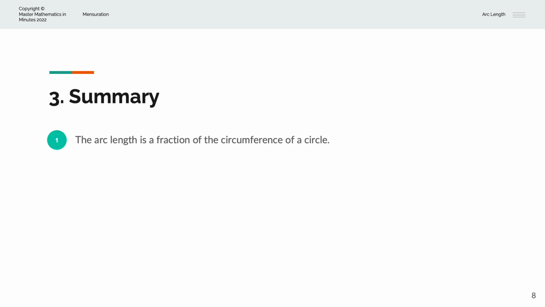To summarize, the arc length is a fraction of the circumference of a circle. So we have the arc length as equal to 2 pi r multiplied by theta over 360. Remember, 2 pi r is the circumference of a circle, and the arc length is a fraction of that. And that explains why we multiply that by theta over 360.